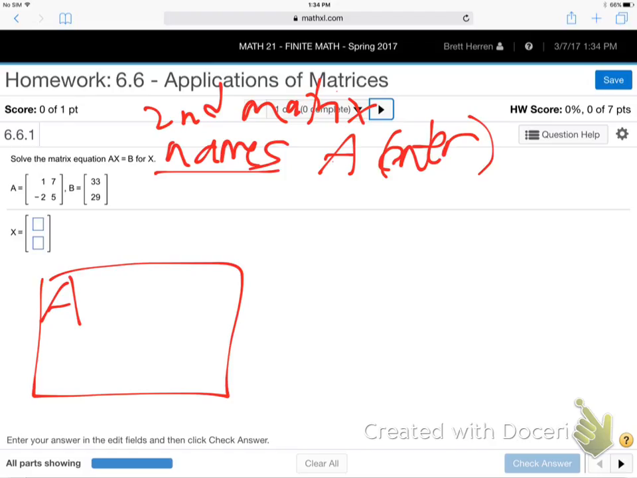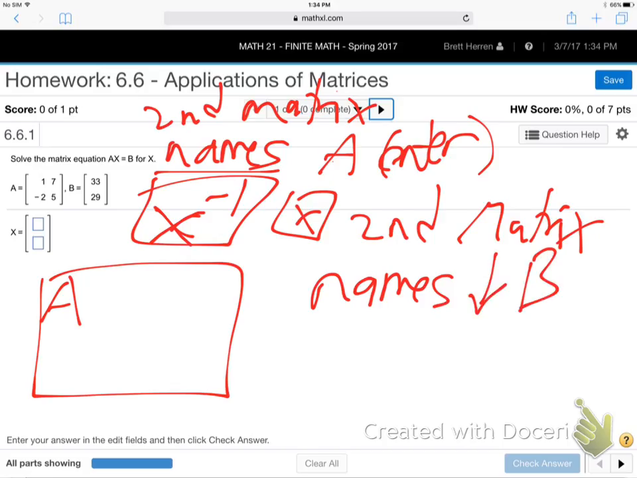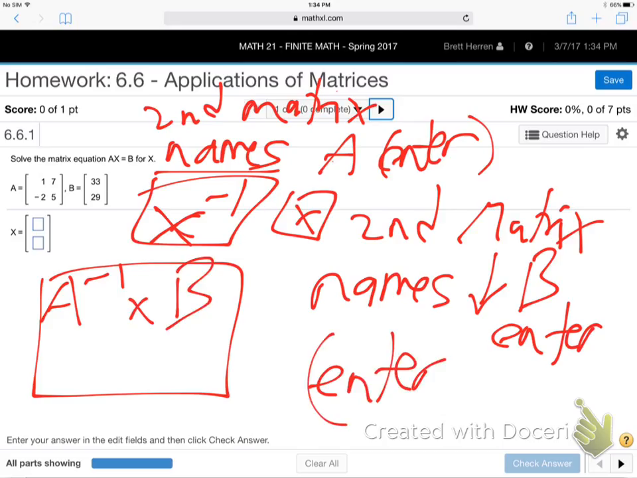And then you have to hit the inverse key, the x to the minus 1 key. That's the same key that has the word matrix above it. Hit the inverse, and then hit times, and then do the same thing: second matrix, names, and you go down to B and hit enter. And it'll show A inverse times B, and then hit enter one more time, and it'll do it.